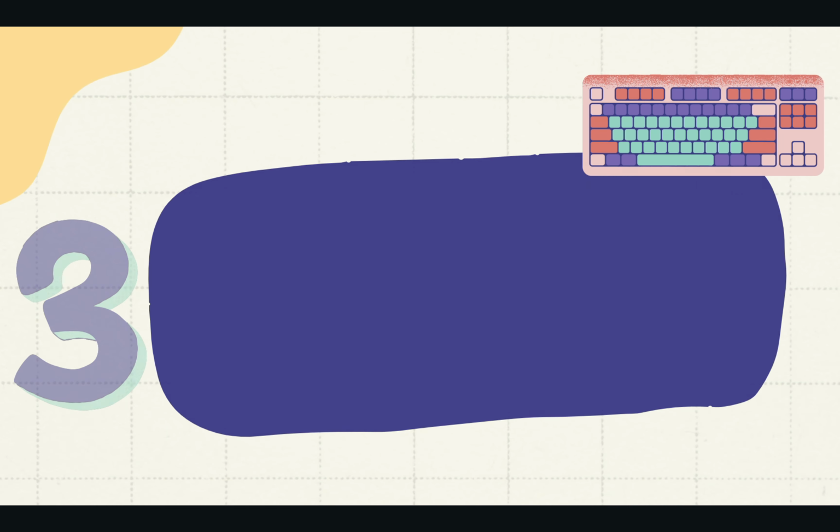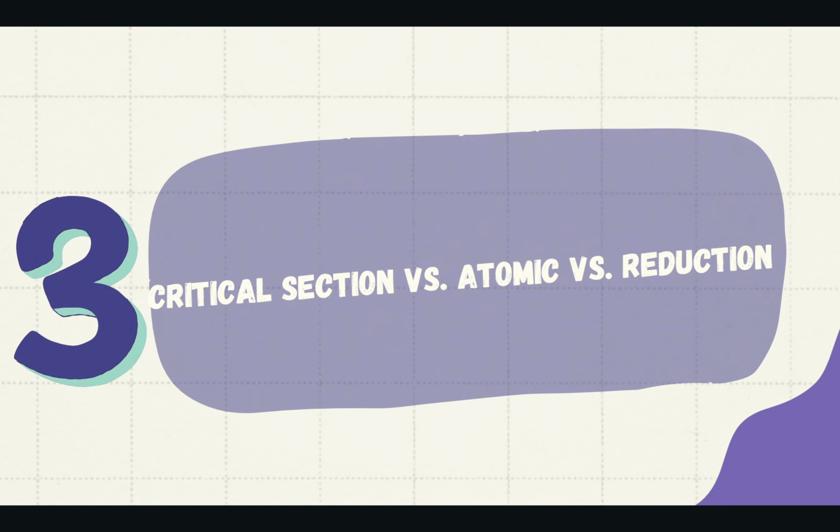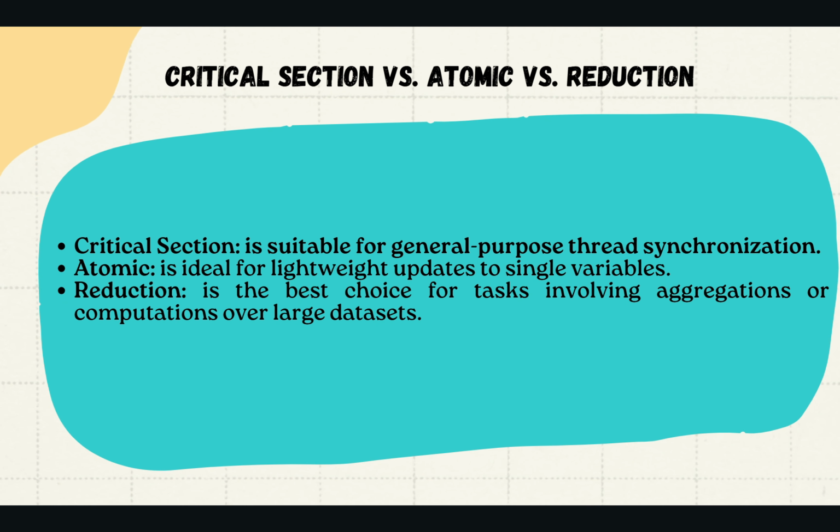Now let's compare reduction with other methods. Critical section is suitable for general-purpose thread synchronization, locking a block of code to ensure one thread executes at a time. The atomic method is ideal for lightweight updates to a single variable, providing faster synchronization than a critical section. And finally, reduction is the best choice for tasks that involve aggregation and computation over large datasets.